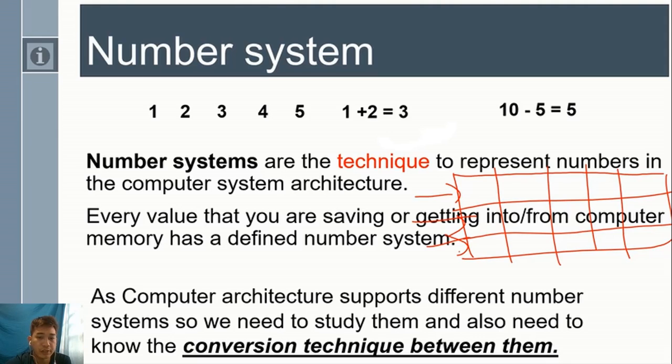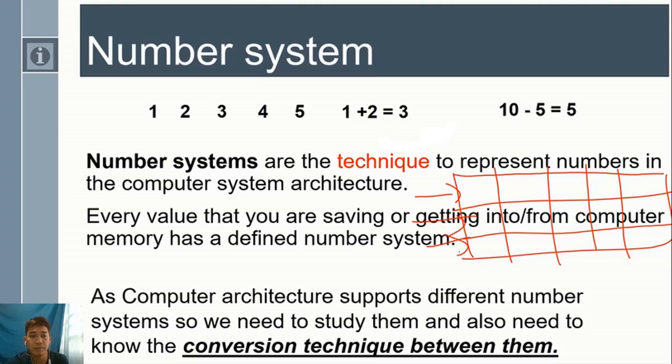So in a computer system, each of the values or any information that are saved on the computer, meron siyang corresponding na number equivalent. And the question is, anong klaseng number system ang ginagamit ng computer? So let us try to discuss that later. So ang number systems, they are the technique to represent numbers in the computer system architecture. So yun nga, every value that you are saving or getting from computer memory has a defined number system.